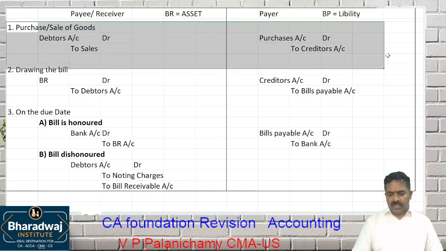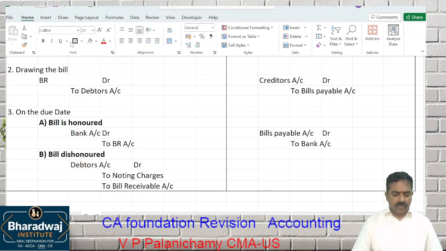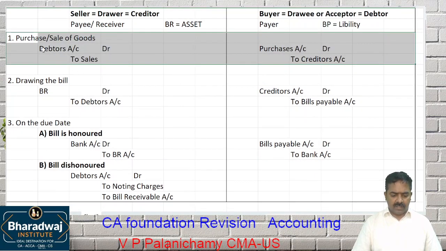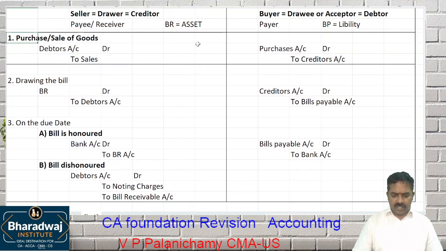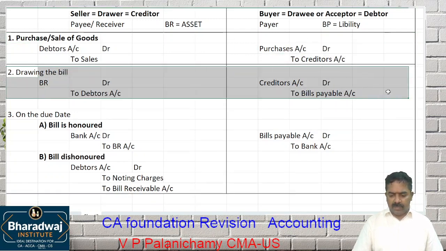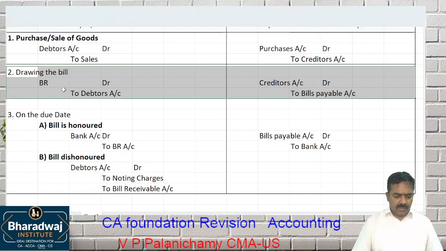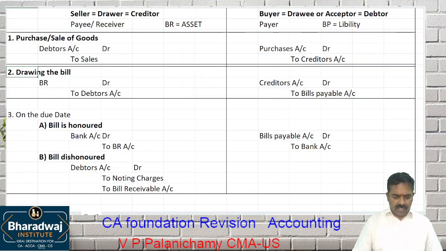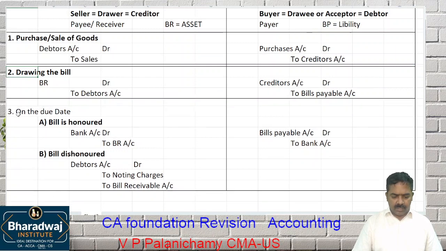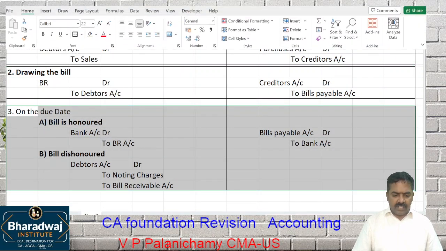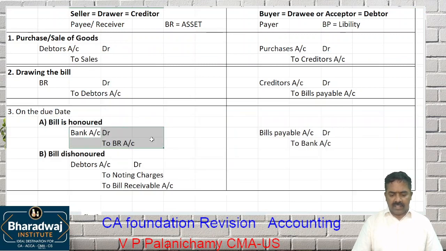Once again, what is the first entry that we pass? Let us assume I am the seller, you are the buyer. I sell the goods to you: debtors to sales; you purchase from me: purchases to creditors account. For drawing the bill: bills receivable account debit to debtors account. I am accepting the bill, so creditors account debit to bills payable. On the due date, if the bill is honored, you collect the money, I pay the money. If the bill is dishonored, you cancel the bill, I will also cancel the bill. Sorry, bills payable account.